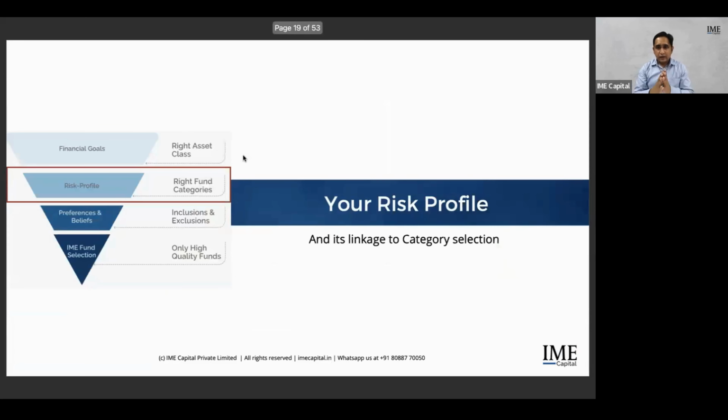Now, that basically covers financial plans and how that helps determine the right asset class. Shifting to risk profiling. While the choice of asset class is driven by your financial plan, your risk profile helps you choose the specific subcategory within an asset class.